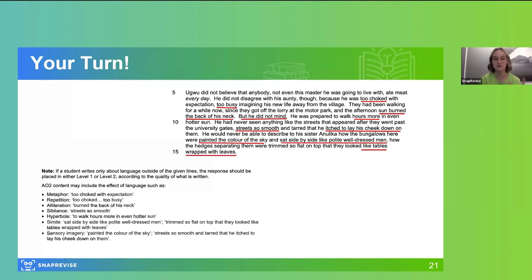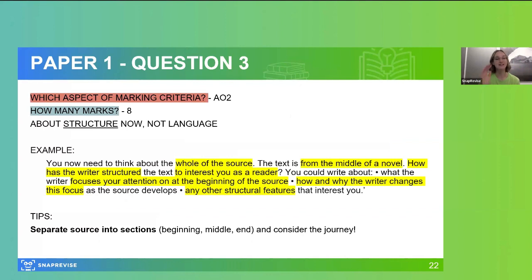So painted the color of the sky, streets so smooth and tarred that he itched to lay his cheek down on them. That's a really specific image. That really tells you something about how smooth the streets are. So yeah, brilliant, wonderful, amazing analysis. Well done. So yeah, fab. Let's go on to question 3.